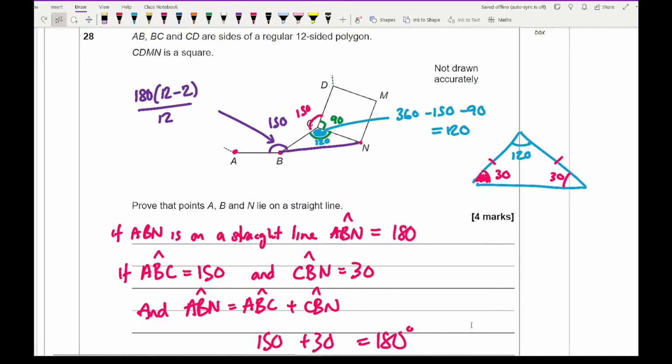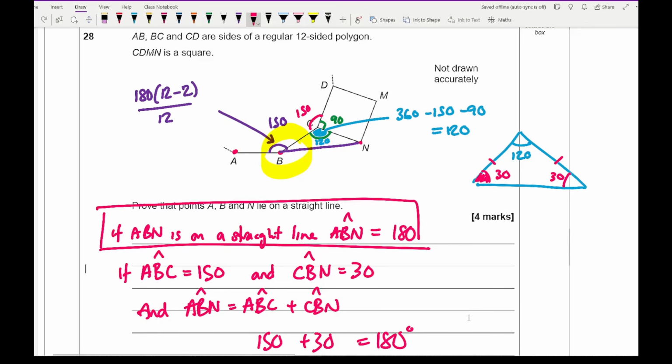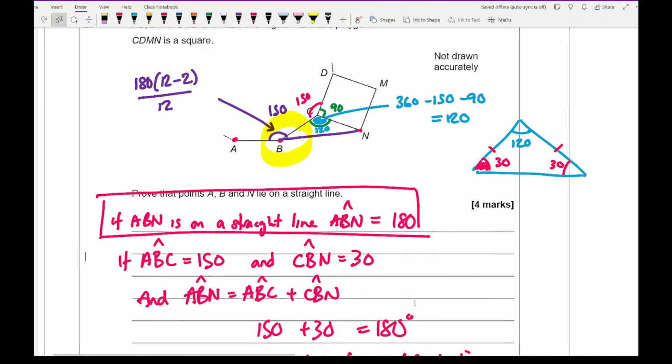Now, one thing we couldn't do is just assume that this angle here is 180. I need to use the parts of the other shape to know, because that's what I'm being asked to prove. I can't work backwards in these questions. So I need to find a way to prove that things are on a straight line. And you can do that by showing that the angles between the points are going to be 180 degrees.